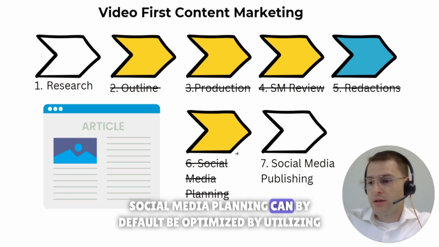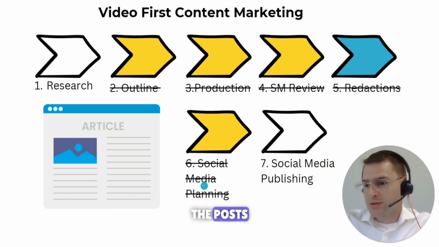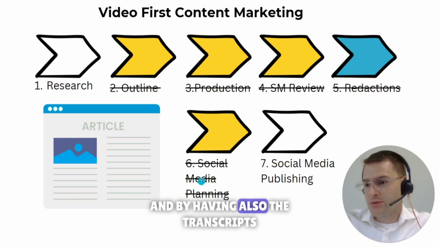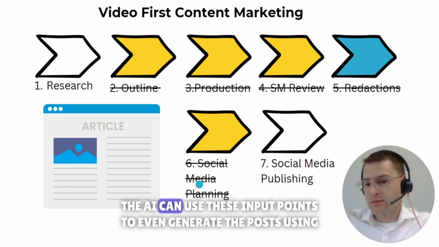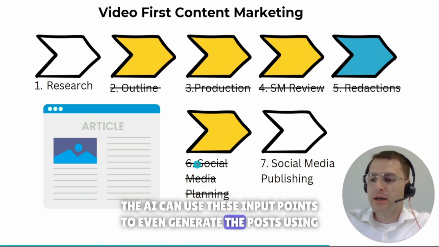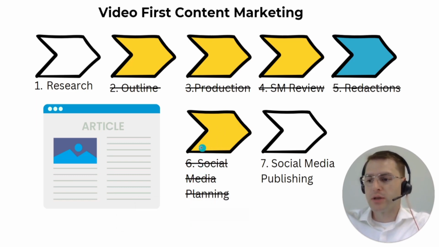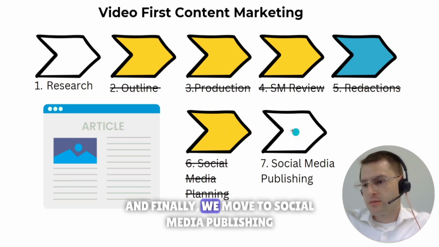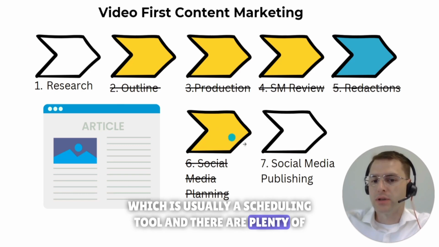Social media planning can by default be optimized by utilizing the transcripts of the videos and the ready articles to generate the posts, and by having the transcripts, the AI can use these input points to even generate the posts using words that were actually mentioned by the subject matter expert. And finally, we move to social media publishing, which is usually a scheduling tool, and there are plenty of these around.